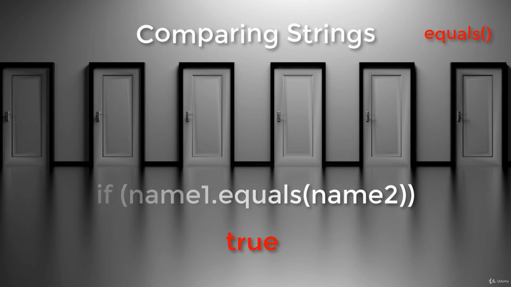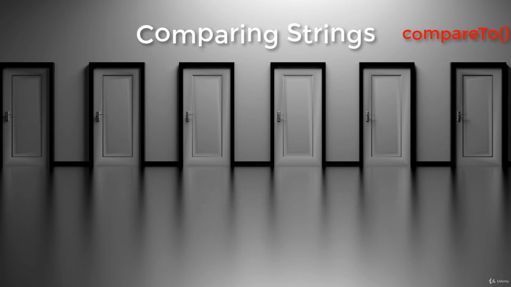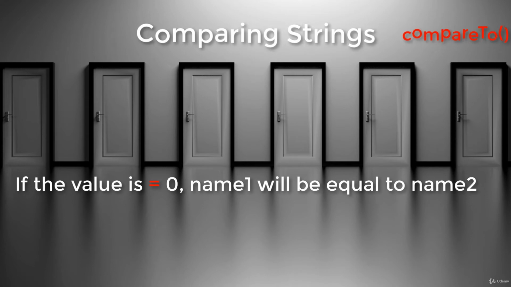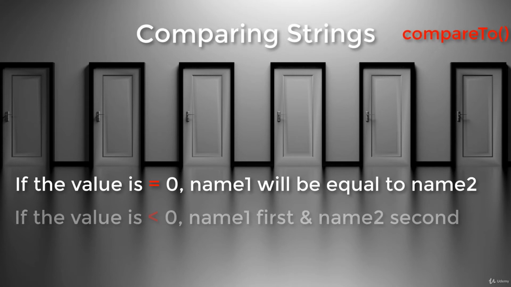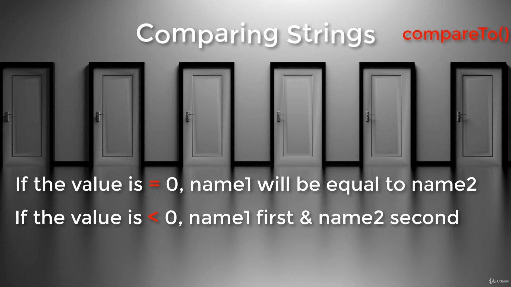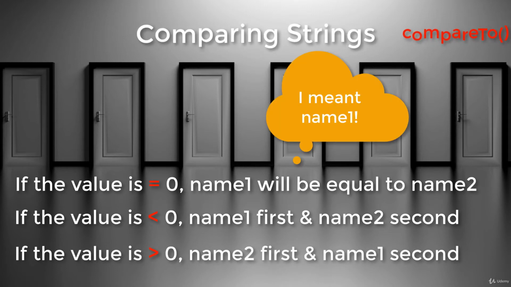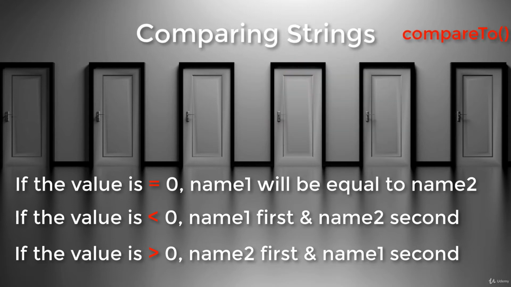The other way of comparing strings is to use the compareTo method. This method returns an integer value that can be used as follows. If the value is 0, name1 will be equal to name2. If the value is a negative value smaller than 0, then name1 will be first in the alphabet and name2 will be second in the alphabet. Or in short, name1 will be smaller than name2. If the value is positive, more than 0, name2 will be first in the alphabet and name1 will be second. Or, in short, name1 will be more than name2.